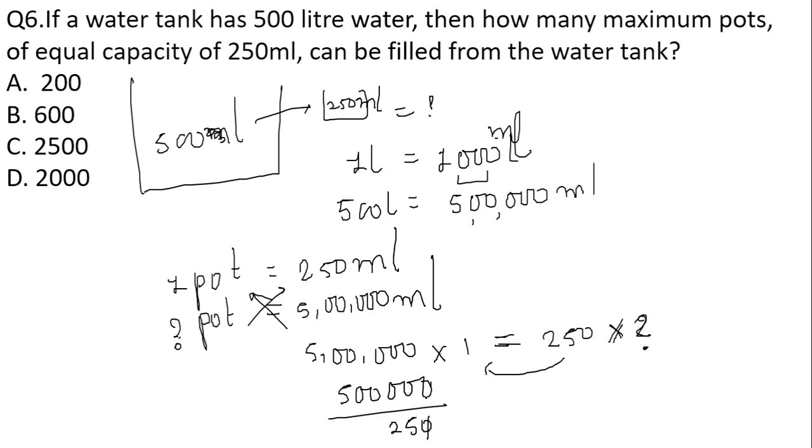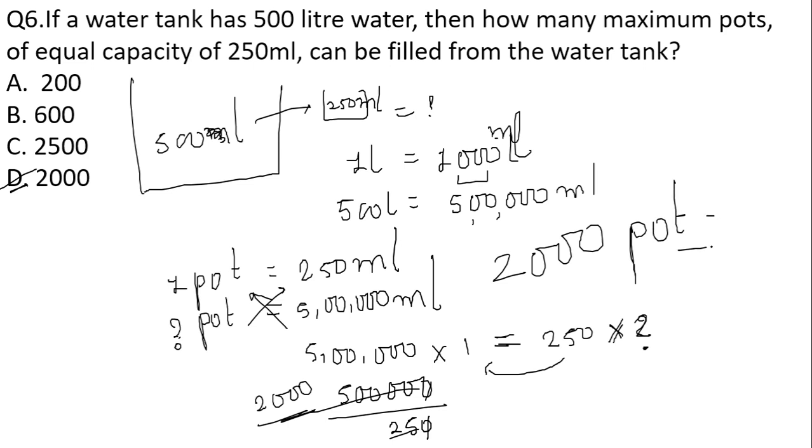The zeros got cancelled, 25 twos are 50, and 3 zeros are left. It means 2000 pots are required. 2000 pots are required to fill 500 liters of water or 5 lakh milliliters of water. Got it? So the correct answer for the given question is option D.